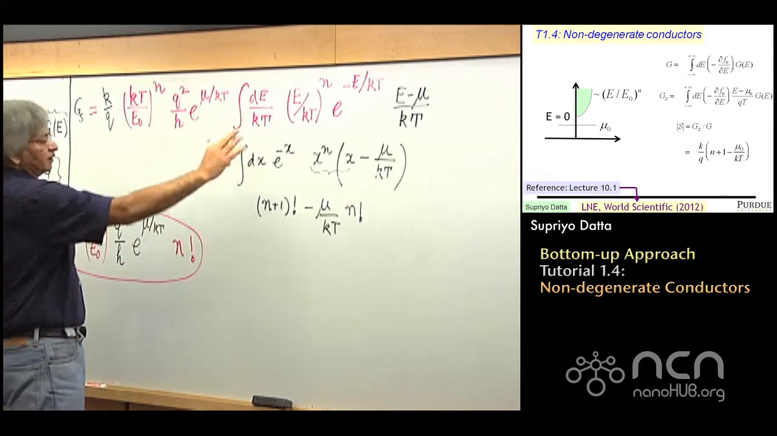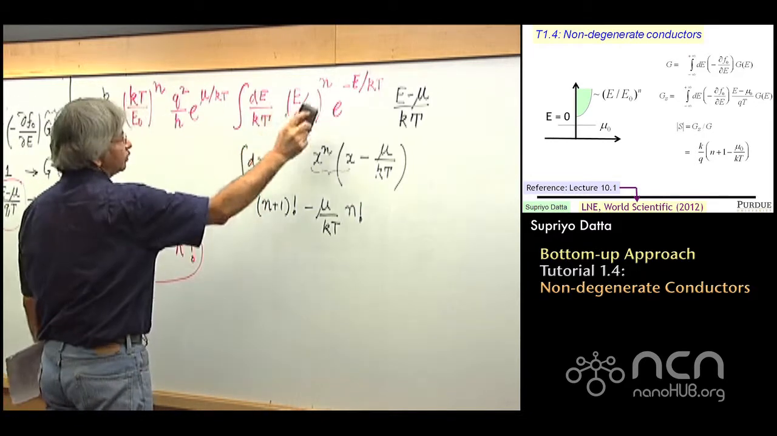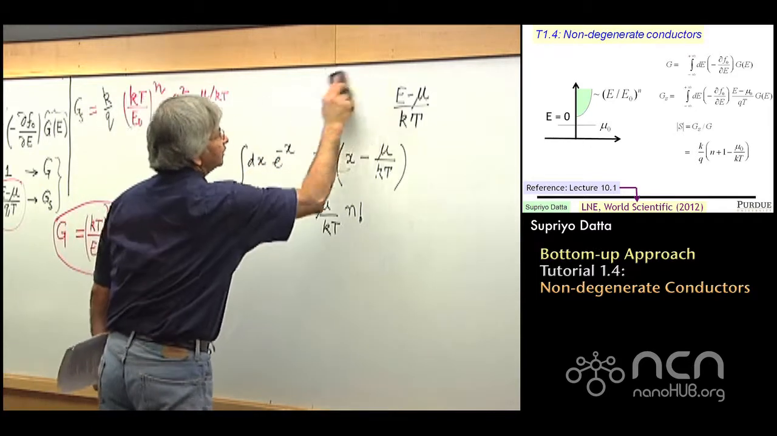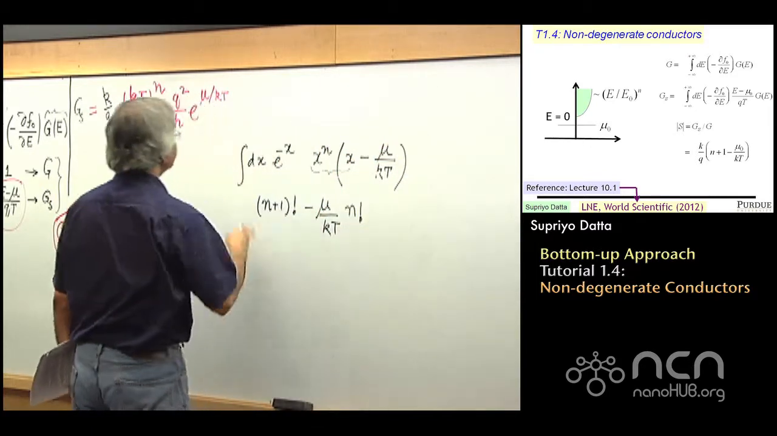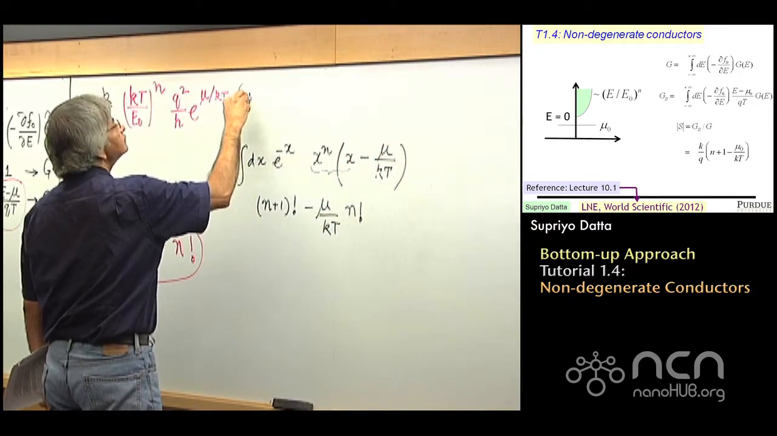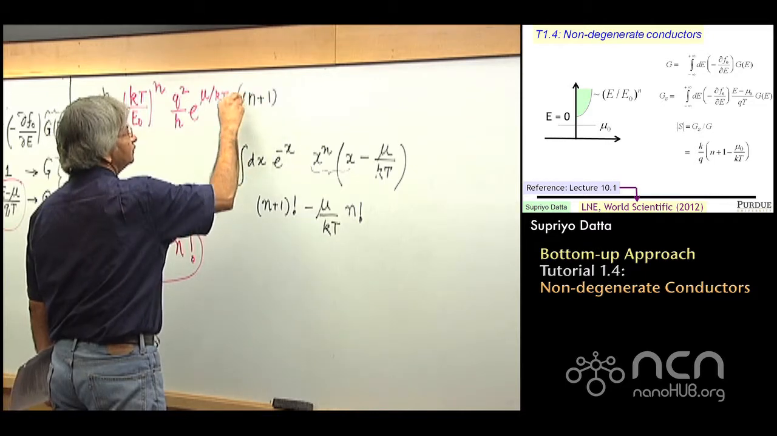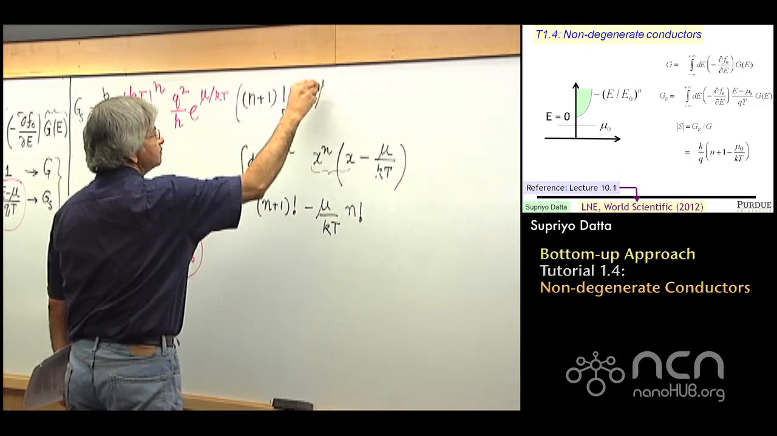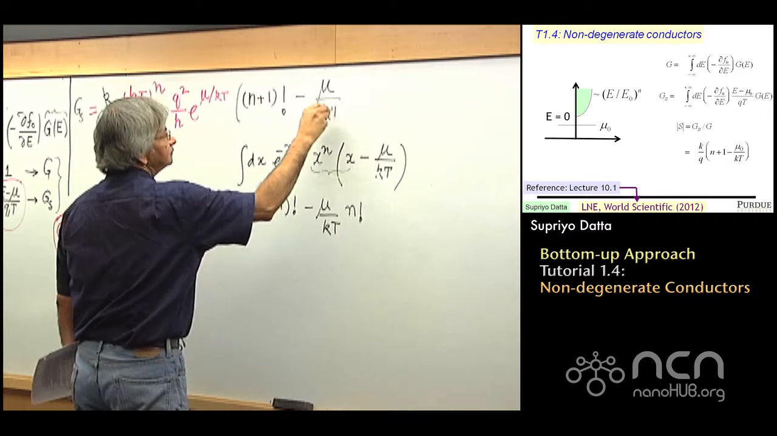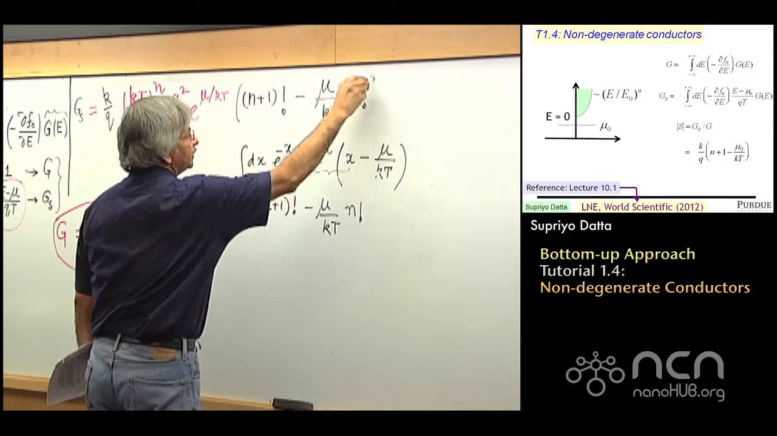So when I do this integral, instead of this whole big thing here, what I'll get is factorial n plus 1 minus mu over kt times factorial n.